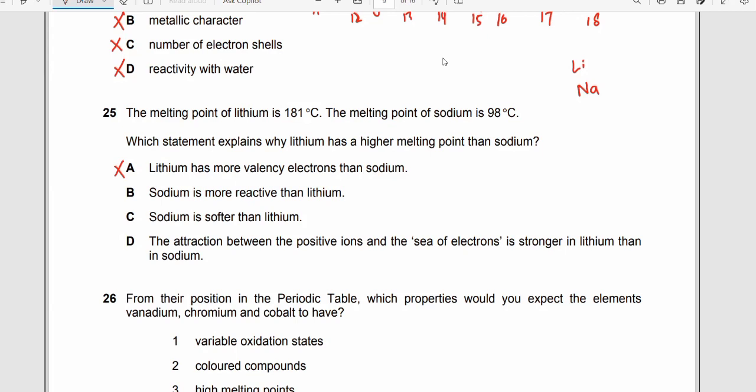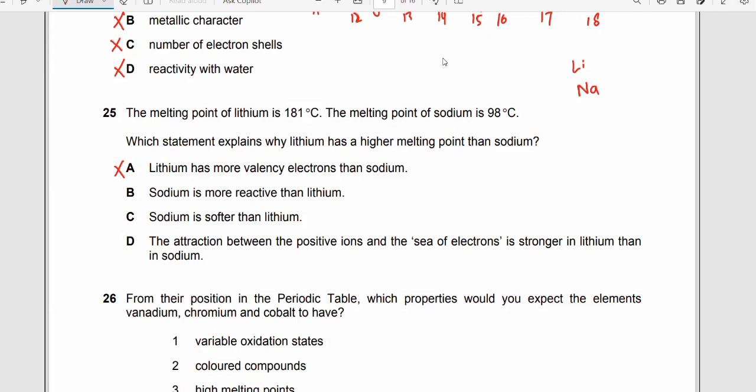Now let's see with the melting point. Sodium is softer than lithium. It also has no concern with the melting point. Attraction between the positive ions and the sea of electrons is stronger in lithium than sodium. Yeah, of course. This is the thing.